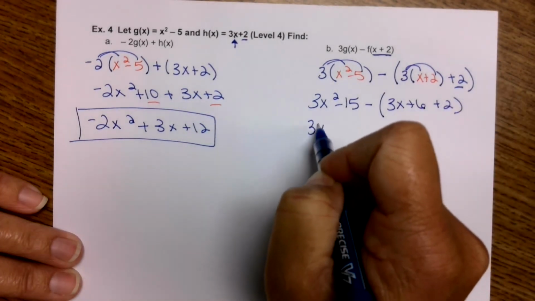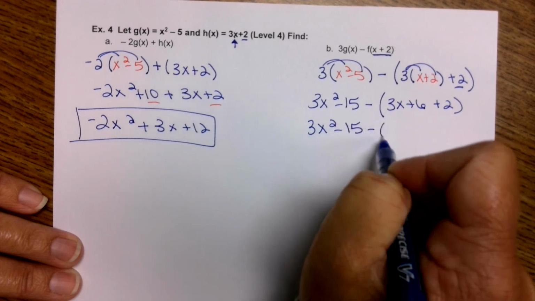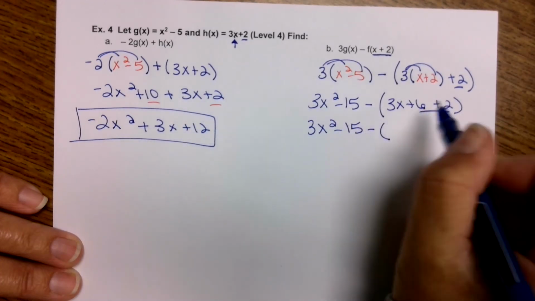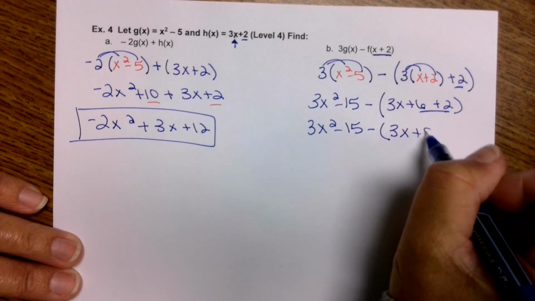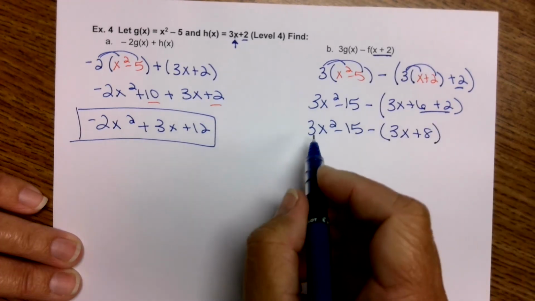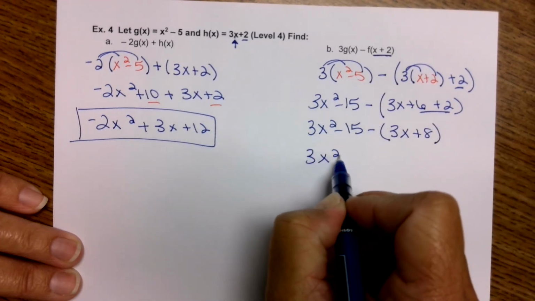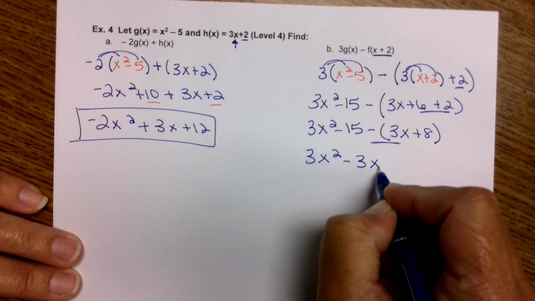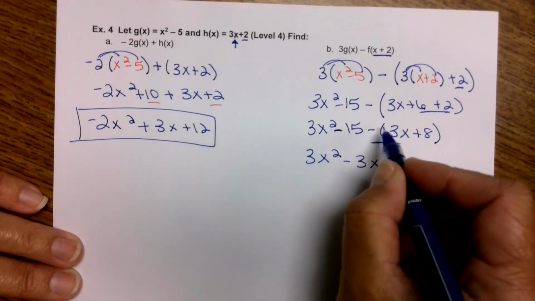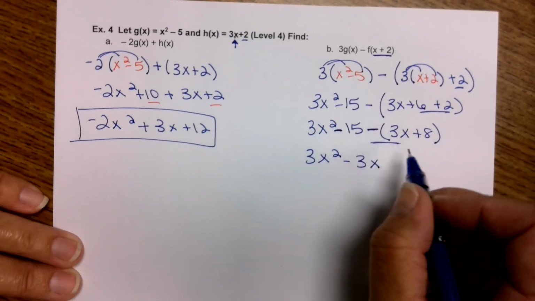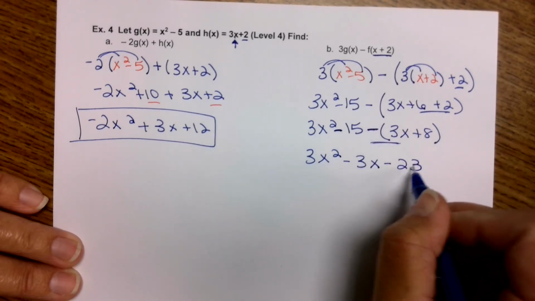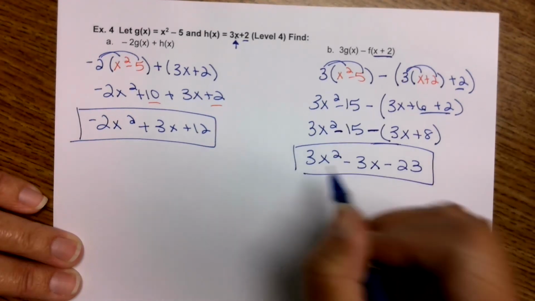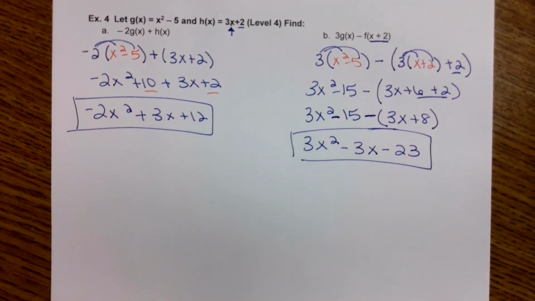Okay, I'm going to do 3x squared minus 15 minus. I'm going to combine these two terms to get 3x plus 8. So we get 3x squared minus 3x, and this is negative 15 minus 8, which will give us a negative 23. If you can do these types of problems, that would get you a 4 on the rubric.